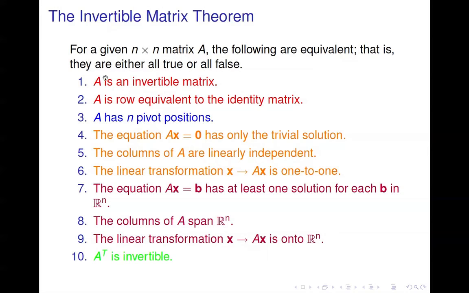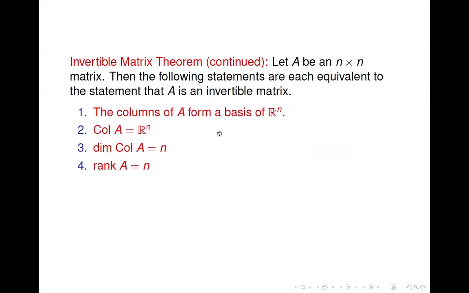Number one here says A is an invertible matrix. Now, one of the most important pieces of this is number 3, that A has n pivot positions, because if you recall when I was telling you how to remember all this, I told you the easiest way is to relate everything to pivot positions. So if we can establish for any part of this that A has n pivot positions, then we're done. All right, so what we have new here, we have 6 new things. 4 of them are given here, so let's take a look at these.